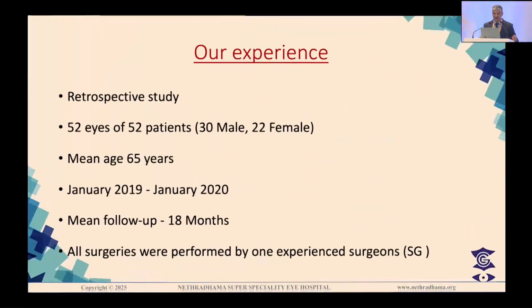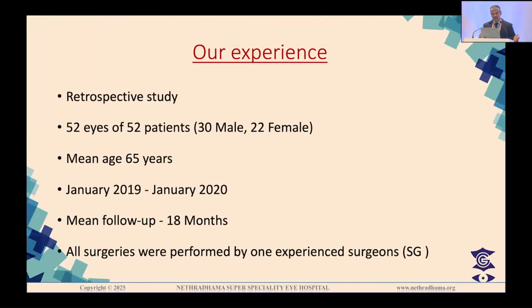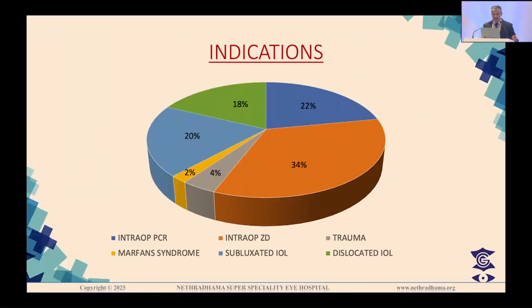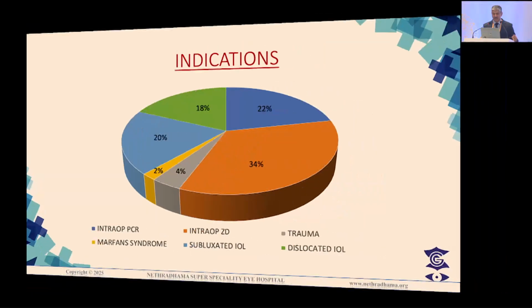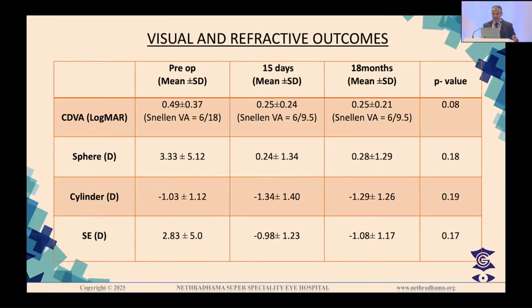So these are a few of the interesting cases. In our experience, we just looked at a retrospective case series of 52 eyes, mean age of 65 years. We had a follow-up of 1.5 years, and these were the indications which included intraop PCR, intraop zonular extension, trauma, Marfan syndrome, subluxated IOL, dislocated IOL, where we used the 4-flange technique. And these were the visual and refractive outcomes, which was fairly good.